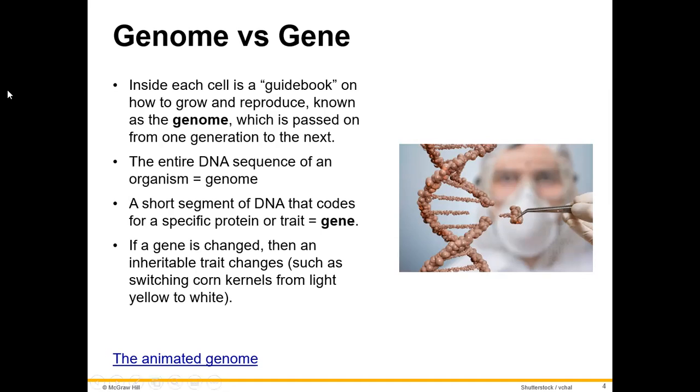But within your genome, you have short segments of DNA that code for specific proteins, or as we would say, specific traits, and that's called a gene. If you alter a gene, then you alter those traits. And inheritable just means that it can be passed from one generation to the next. So here's a figure that is an animated genome. I encourage you to go check it out.